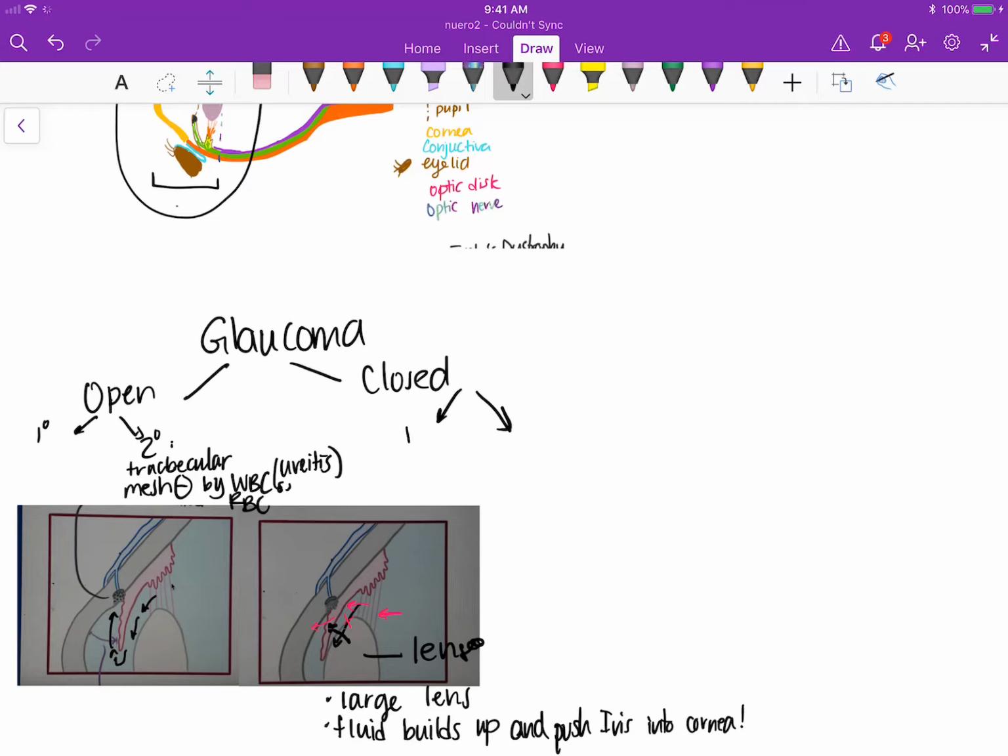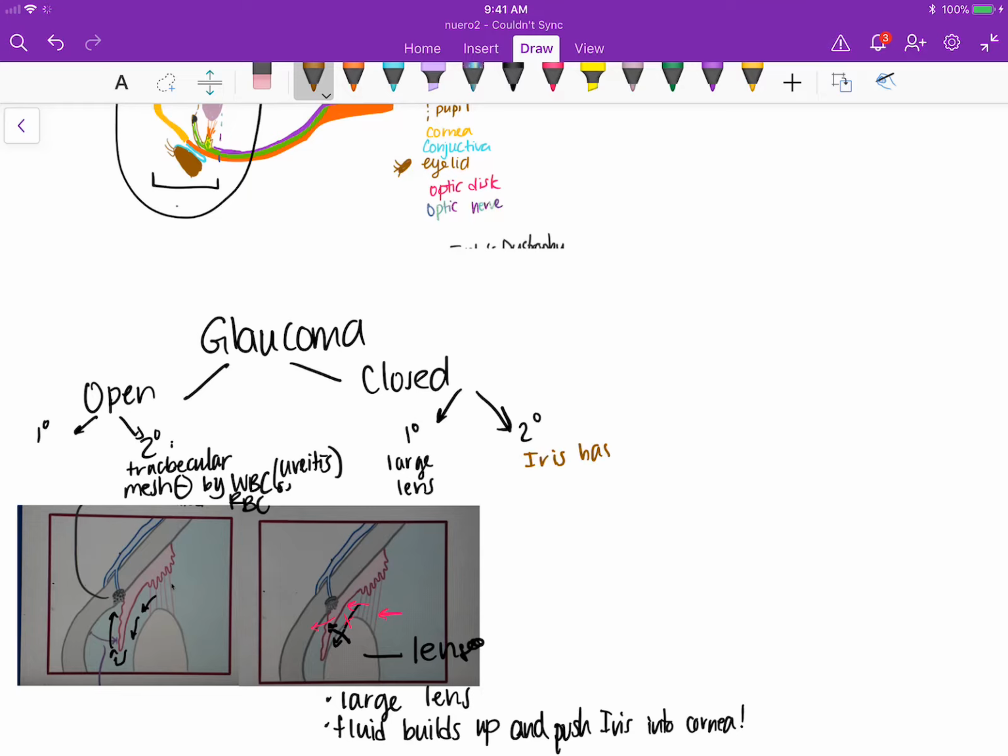And there are two kinds of them. There's a primary and the secondary. Primary is basically a large lens. Secondary is hypoxia.